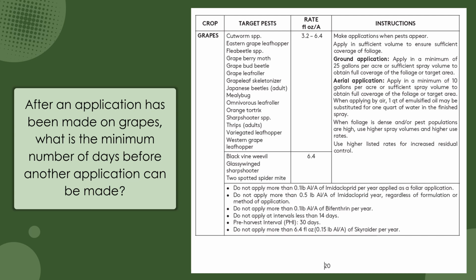After an application has been made on grapes, what is the minimum number of days before another application can be made? All right, so you look through the label until you find grapes as the crop, and then we're going to take a look at all the information until we get all the way down to the box on the bottom, and we notice that we cannot apply at intervals of less than 14 days for grapes.